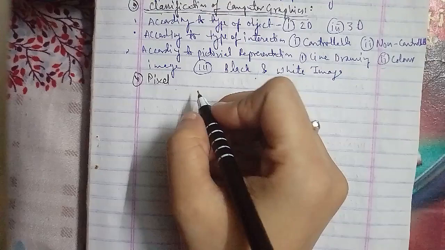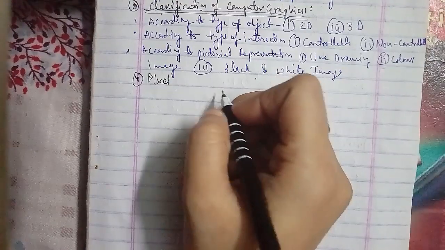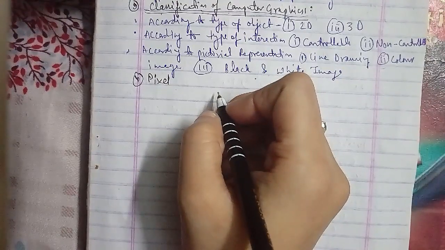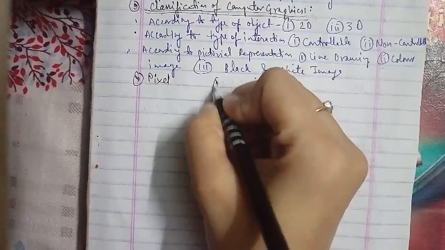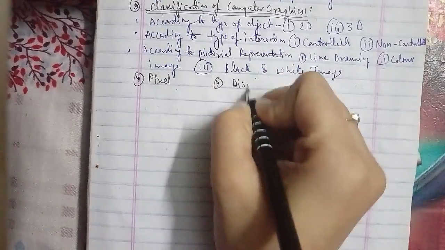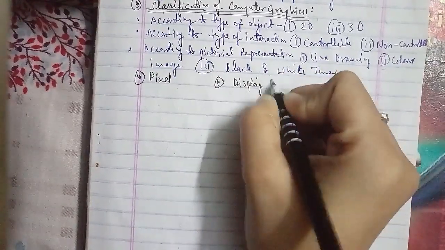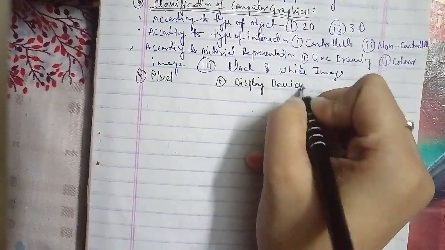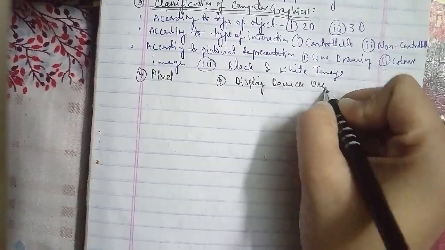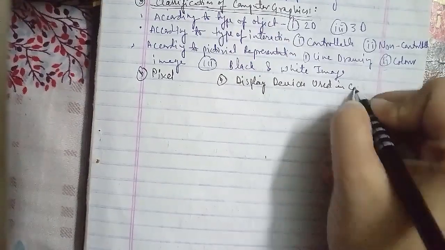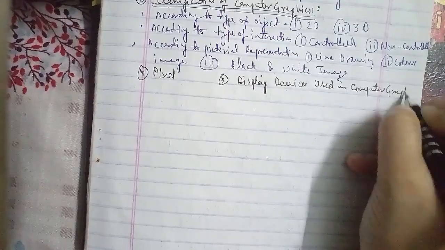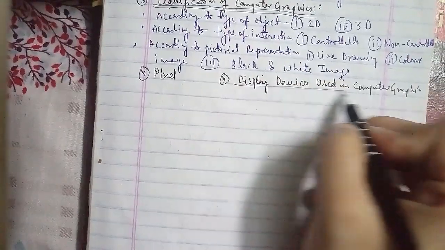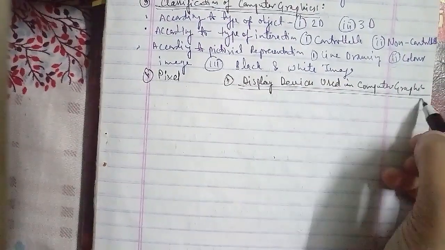So the first we have is the CRT, the second we have LCD, the third is LED, the fourth is plasma, and the fifth is your OLED. So these were the display devices that are used in computer graphics: CRT, LCD, LED, plasma, and OLED.